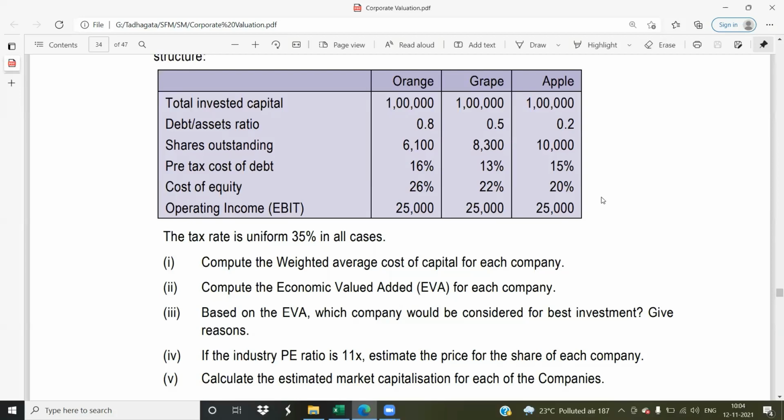How do you find out the interest expense? You have pre-tax cost of debt, that into debt amount. How do you find out the debt amount? Debt amount is nothing but debt by assets ratio into total invested capital, right? So that is how we are going to find out the market price per share. Market capitalization is nothing but MPS, market price per share, into number of shares. Okay, so now let's go to Excel to solve the problem.